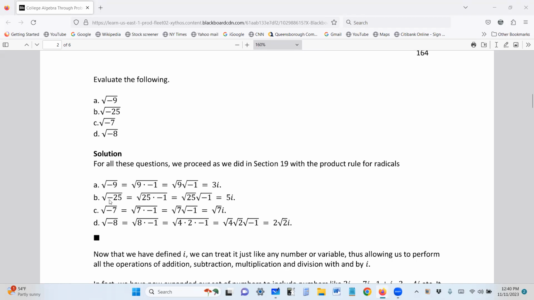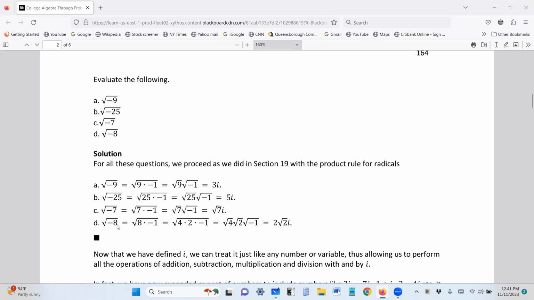The same thing is going to be done with the square root of negative 25. So we rewrite it as square root of 25 times minus 1. The square root of 25 we know to be 5. The square root of negative 1 we know to be i. Okay? And similarly for square root of negative 7. In this case, square root of 7 cannot be simplified further. So this will be square root of 7 times i.